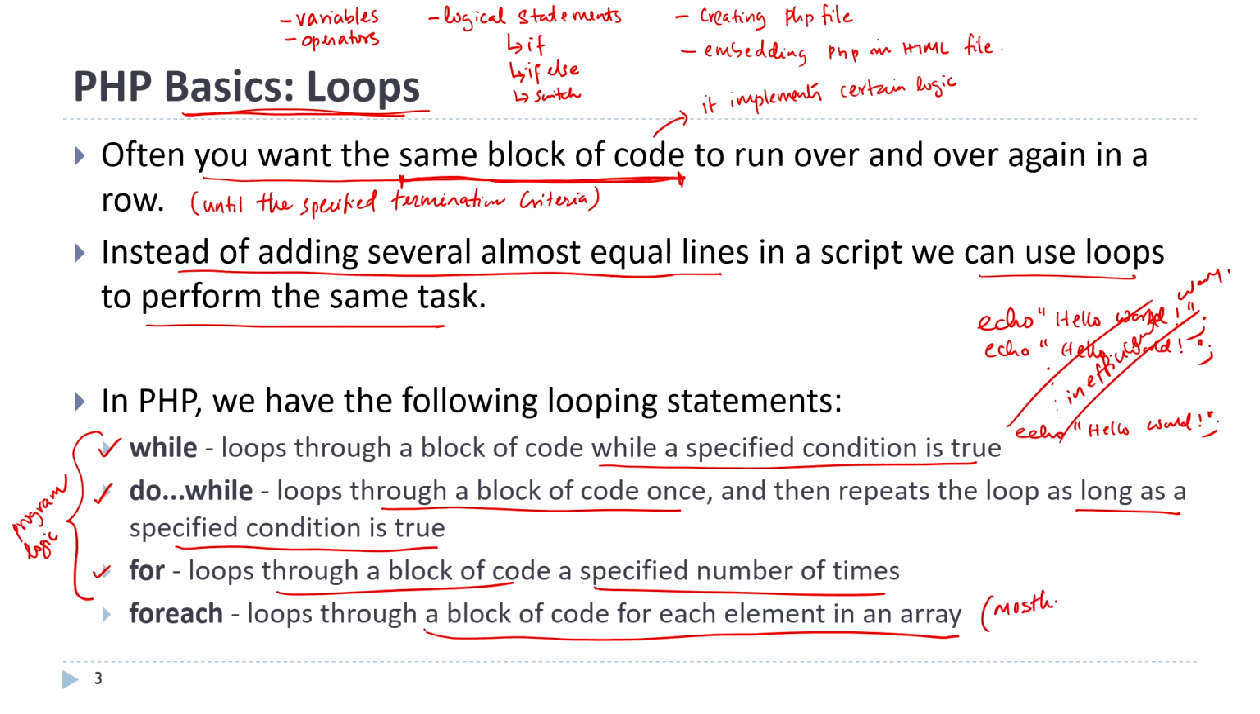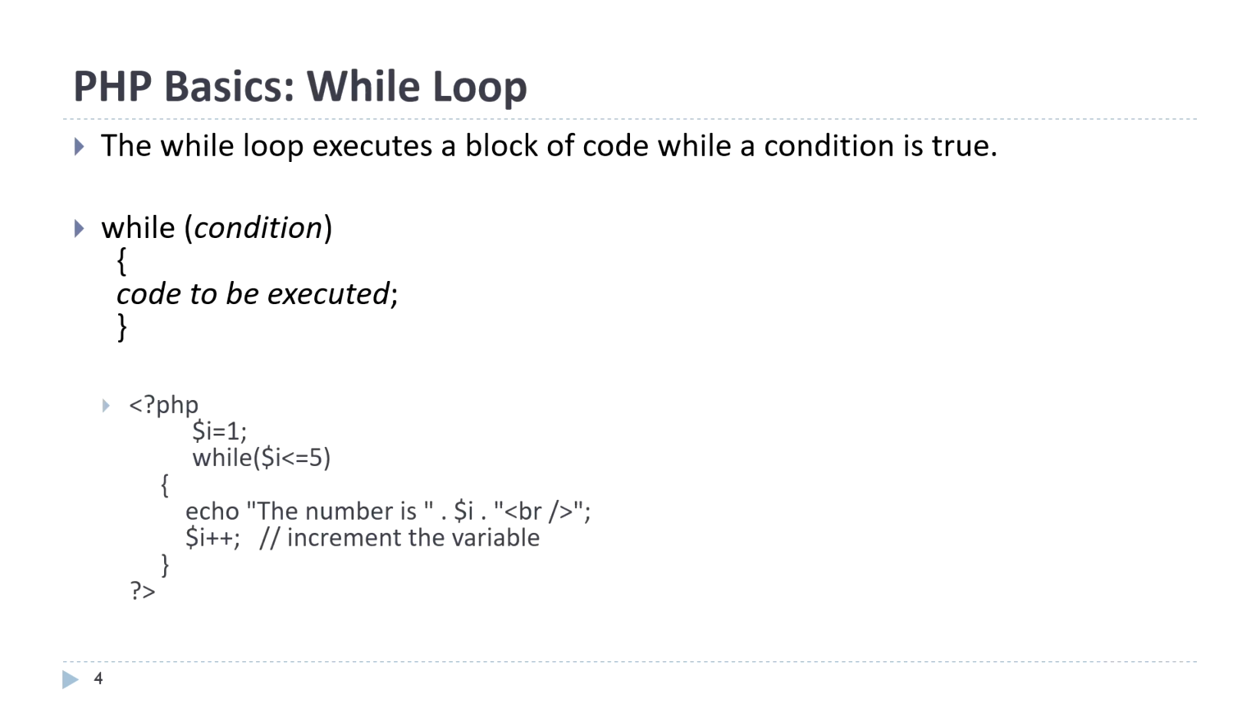It is mostly used with an associative array. We saw what an associative array is, and with DBMS query results. That is what you should understand specifically for foreach, and we will see all these loop structures in a second. So, let us start with the while loop, the basic while loop.